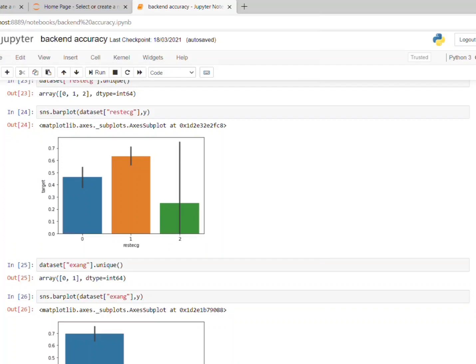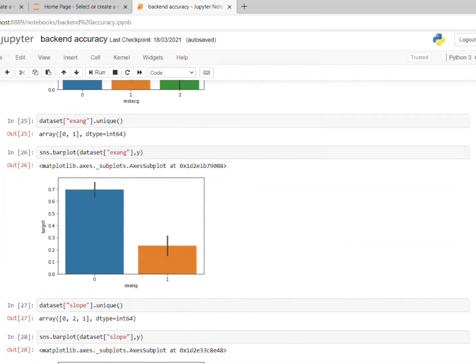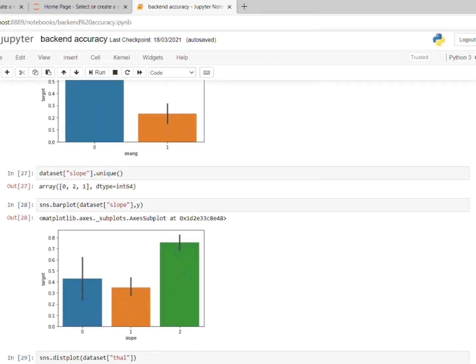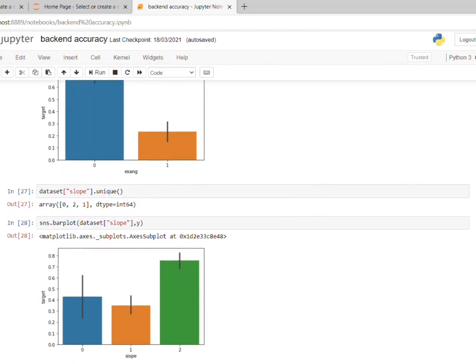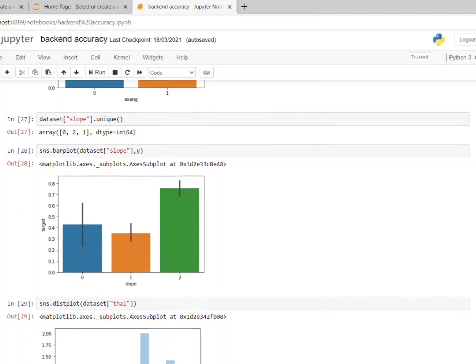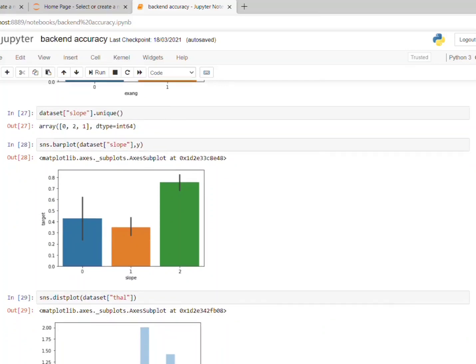And here exang is exercise induced angina. We have two features here. 0 is for the people not having exang, and 1 is for people having exang. So here we can clearly see people having type 0 is more than type 1. And here we can say that people having type 1 are much less likely to have heart problems when compared to type 0. And we can clearly see that people having slope 1 and slope 2 is much more than slope 0.